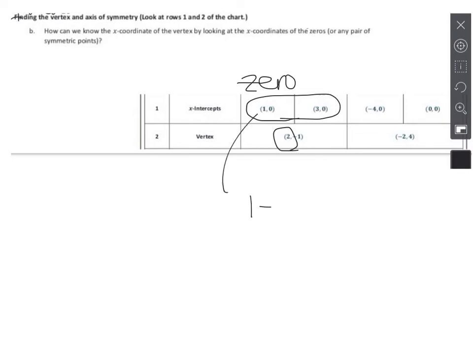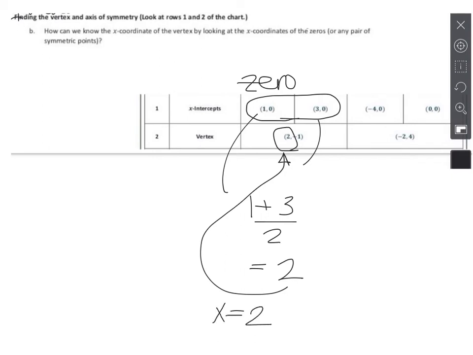I've got 1 plus 3 divided by 2 is in fact 2. So my axis of symmetry is x equals 2. I added the x values of the zeros, or the x-intercepts, together, and I divided by 2. Negative 4 plus 0, divide by 2 is negative 2.